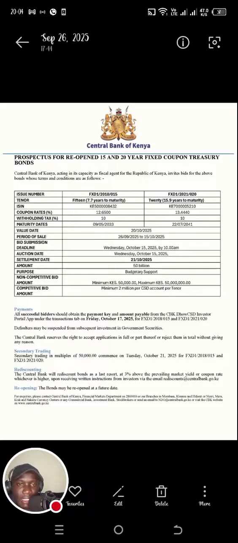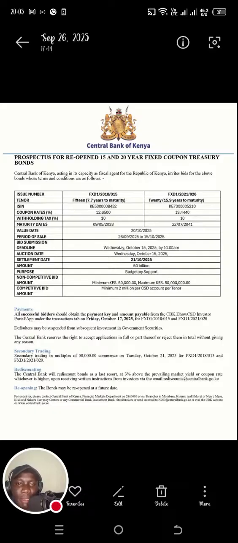Now, the settlement date is on the 21st of October 2025. You see, there are some processes that take place after the bidding is closed. The bidding will be closed on the 15th. The auction will be done on the 15th. Then, if your bid is successful, you'll be notified. The Central Bank of Kenya will share with you something that we call a prospectus. Not a prospectus, sorry, a payment key that you will use to pay for the bond.